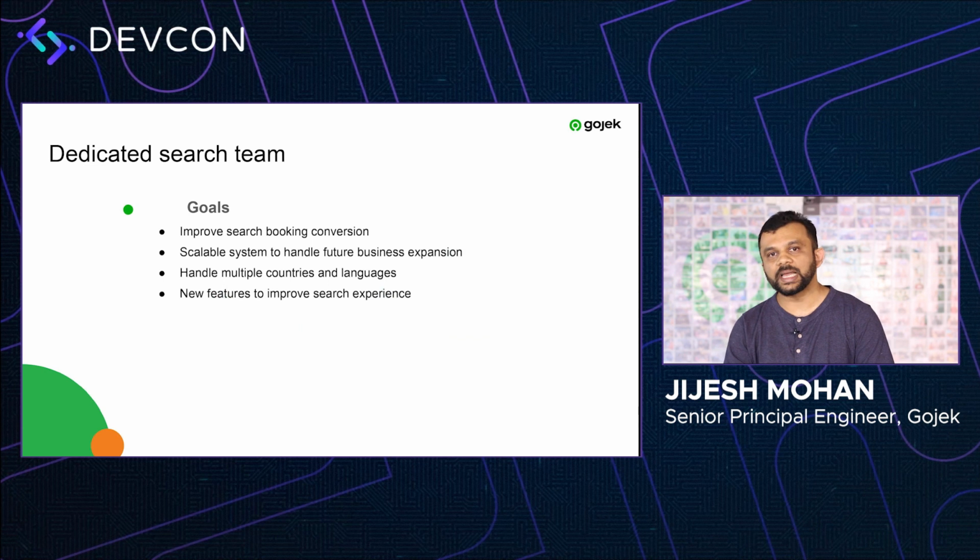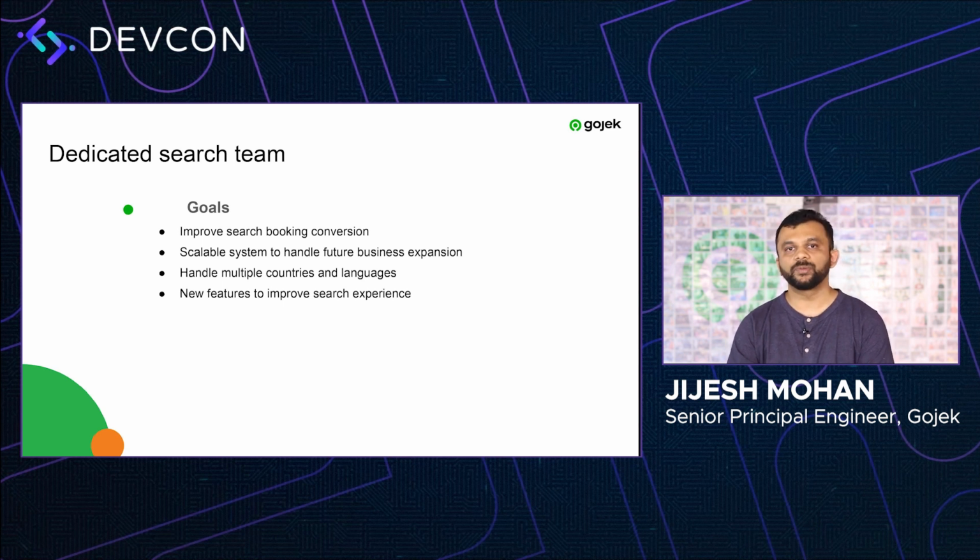During this time, we created a search team as well. This was a very small team consisting of one product manager, a data scientist, and an engineer. The primary goal of this team is to improve the booking conversion from search.